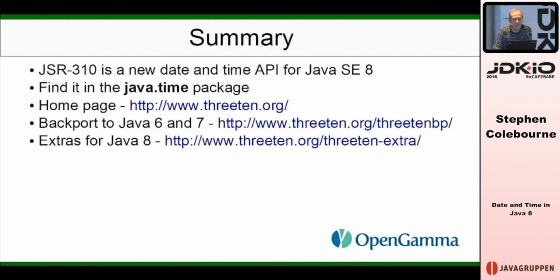What does 310 stand for? The JSR is called JSR 310, therefore the library is called 310. What you read out, the number, is actually how far back the ticket was. It's an old one when you look at the latest JSRs that are out there.